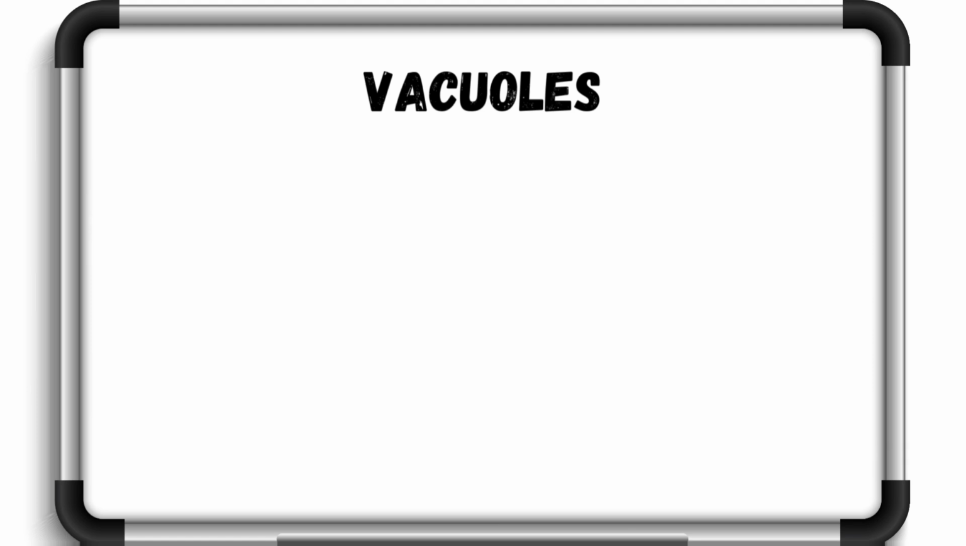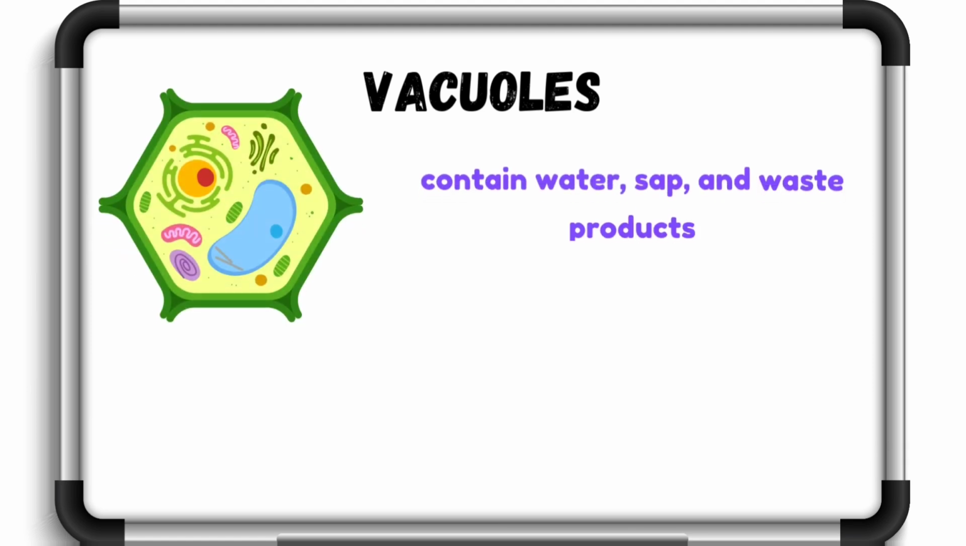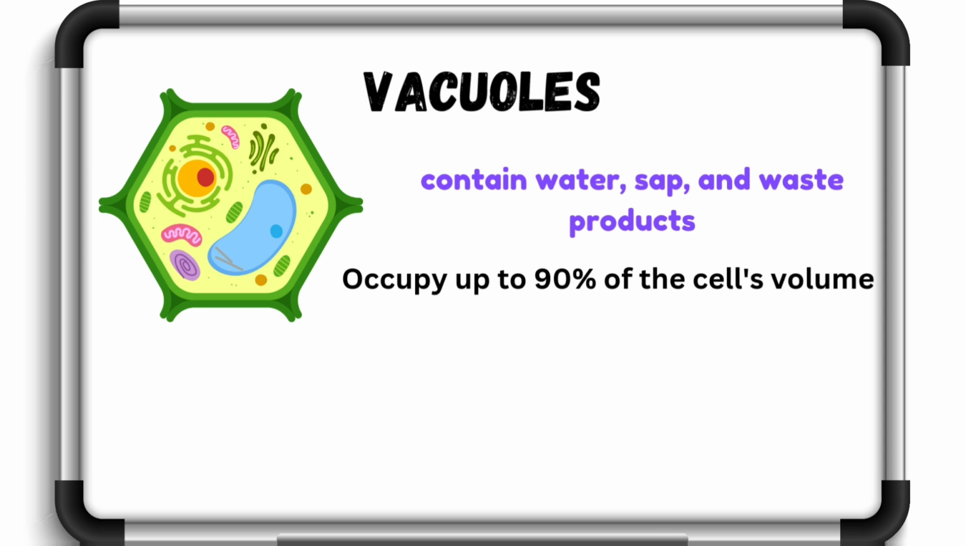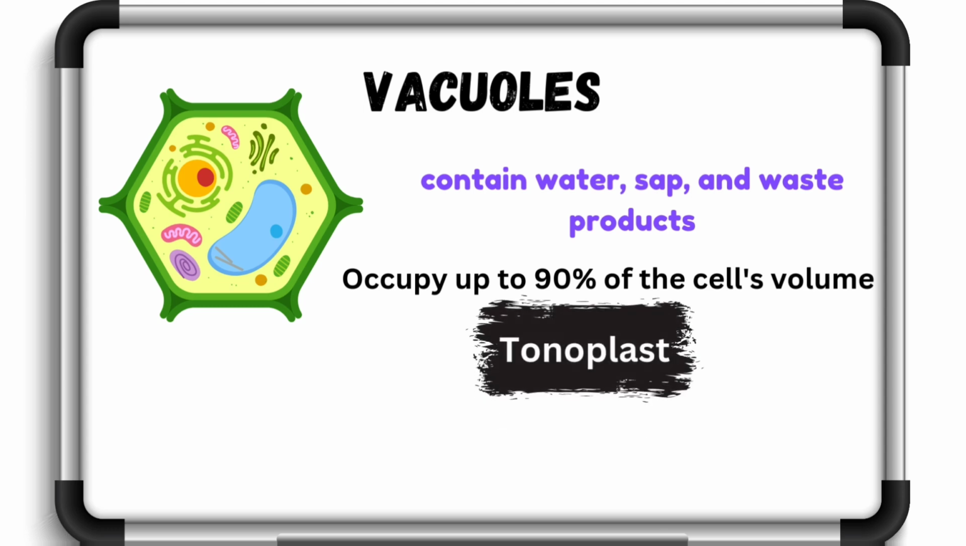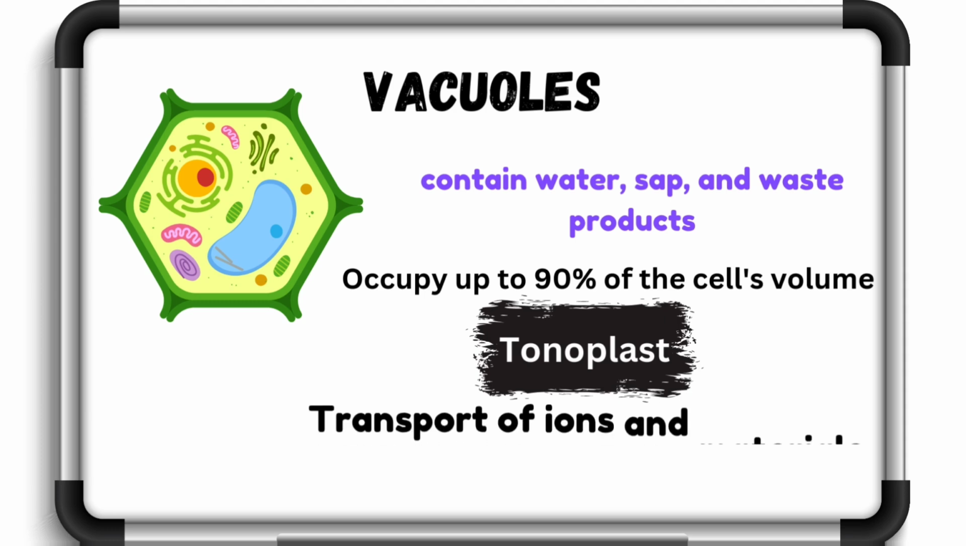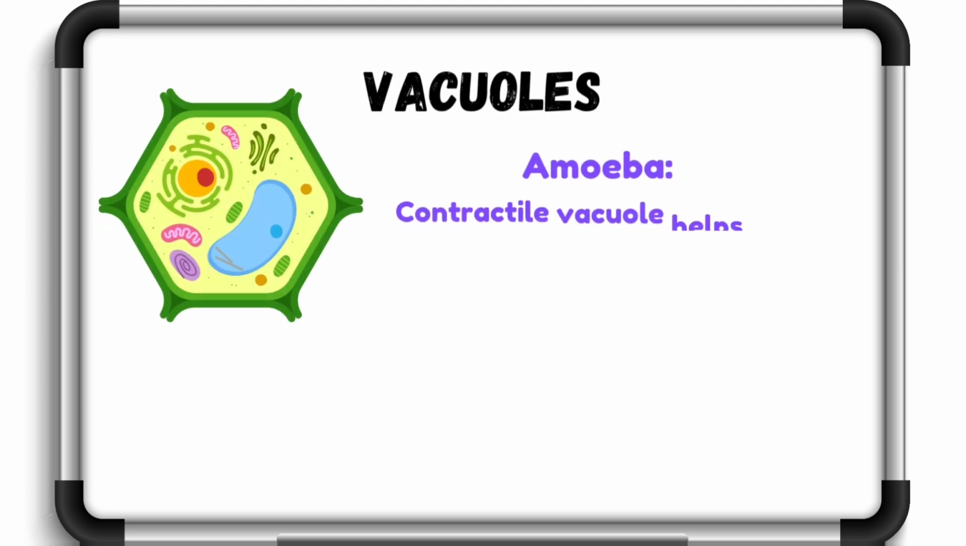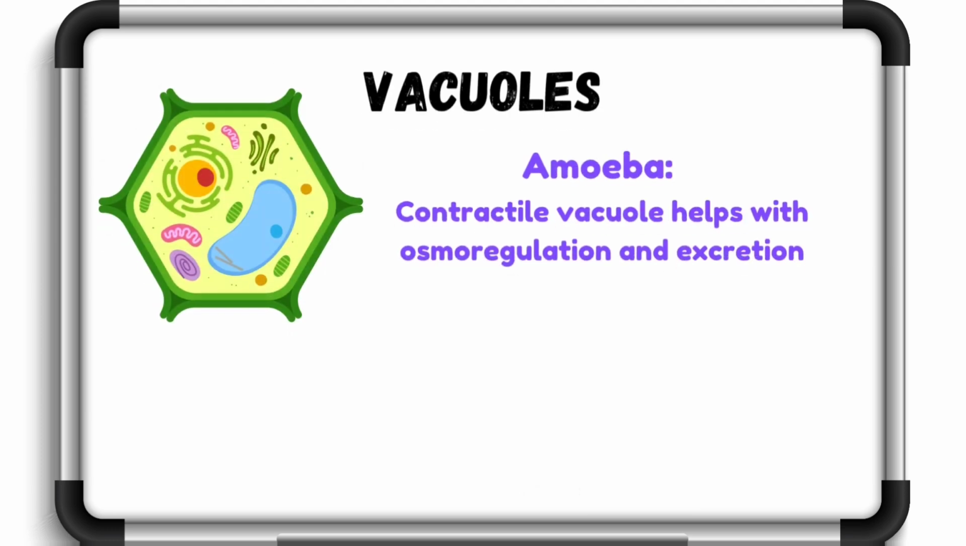Moving on to vacuoles, these storage units hold water, sap, and waste. In plant cells, vacuoles can occupy up to 90% of the cell's volume. They are enclosed by a membrane called the tonoplast, which regulates ion transport. In amoeba, a contractile vacuole helps maintain water balance and aids in excretion, while food vacuoles digest engulfed particles.